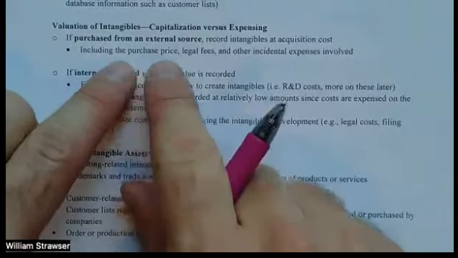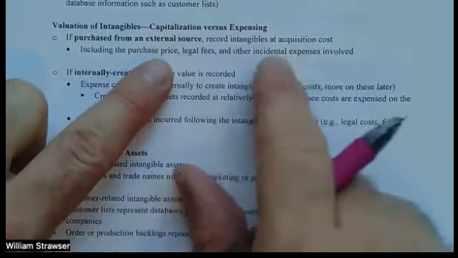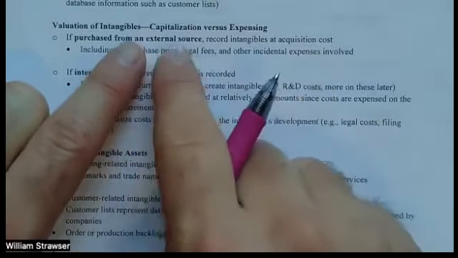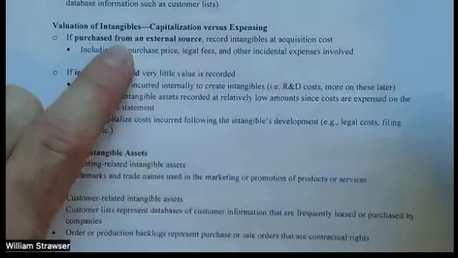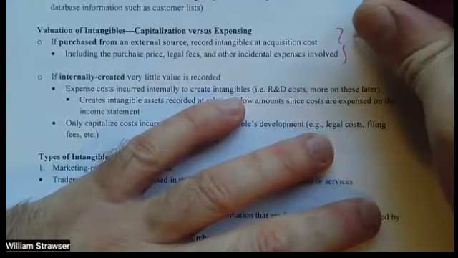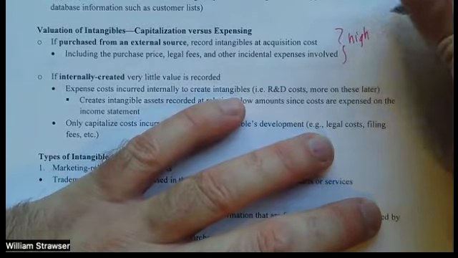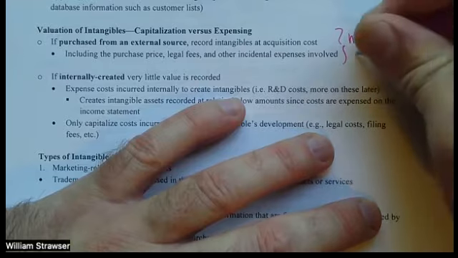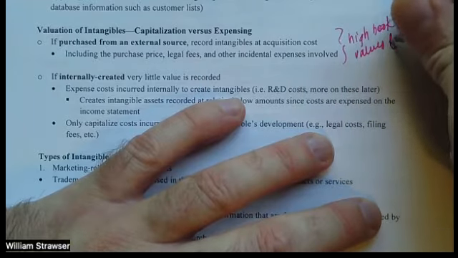So in purchase price and legal fees, everything that we saw with PP&E applies when we're purchasing from an external source. This typically will produce high book values for intangibles.